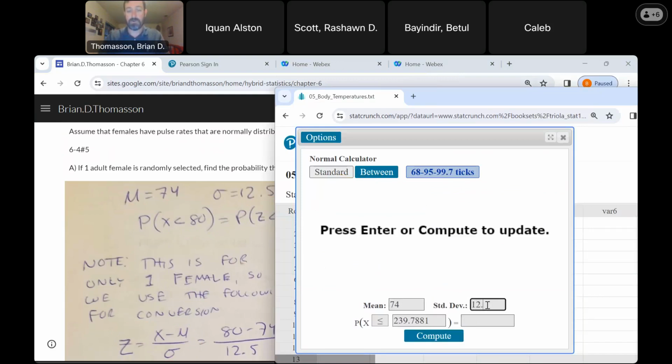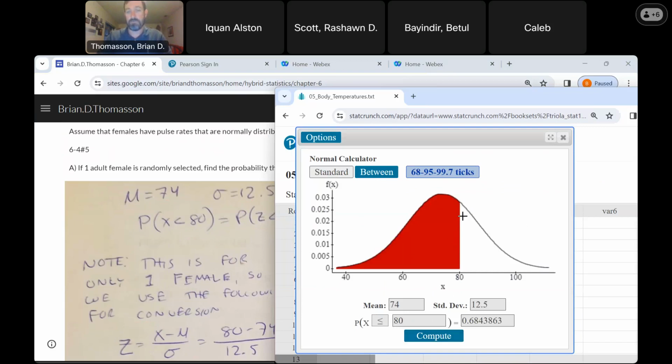Our standard deviation was 12.5, and we're trying to find the probability of less than 80 beats per minute. Here's our 80 cutoff. We define that 80 to be our cutoff. We want to find the probability of less than, which is the left. The probability of that occurring is 68.43%. So nothing different than what we did in the previous section.